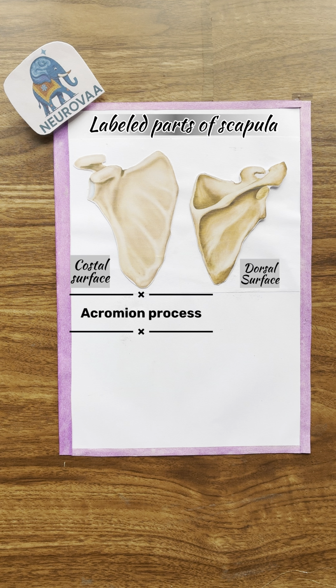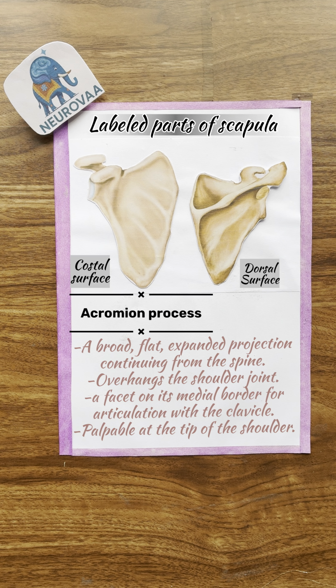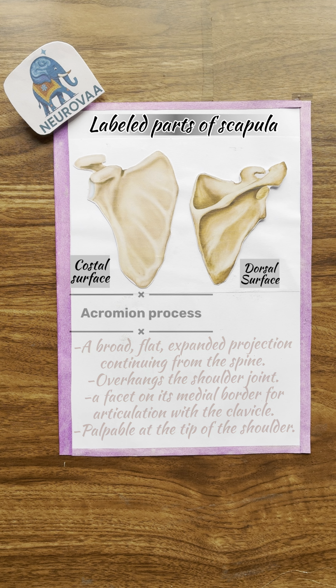Acromion process, a broad, flat, expanded projection continuing from the spine, overhangs the shoulder joint and has a facet on the medial border for articulation with the clavicle. It is palpable at the tip of the shoulder.